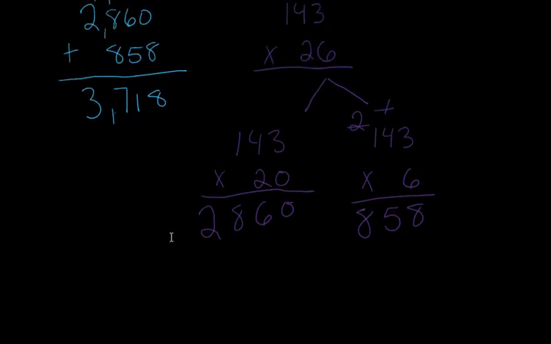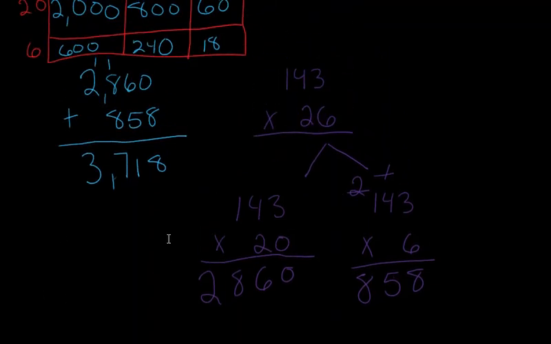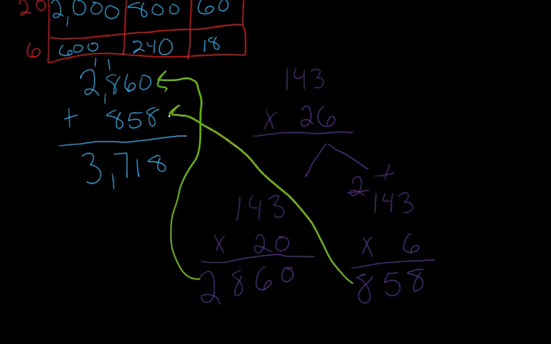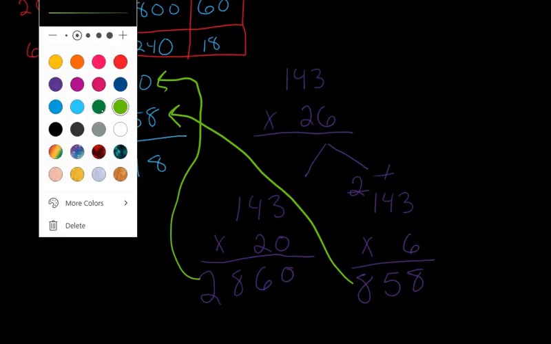And if I scroll up a little bit and look at my other work, I can see when I use my area model and when I use my partial product model, look, 2,860, 858. So that just reinforces the concept, hey guys, I can multiply 3 or 4 different ways, and it's always going to work.